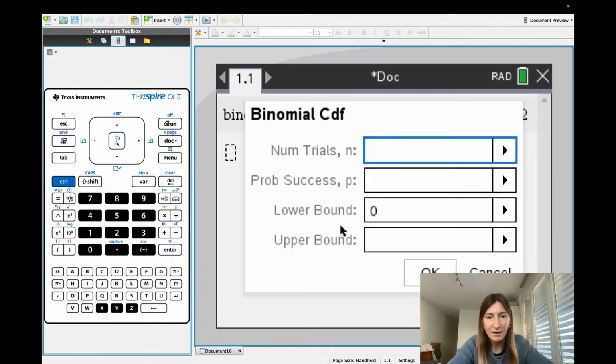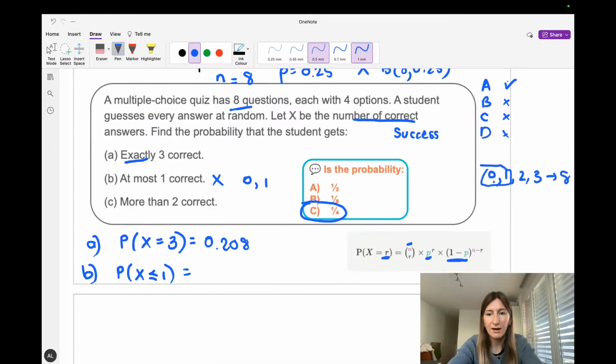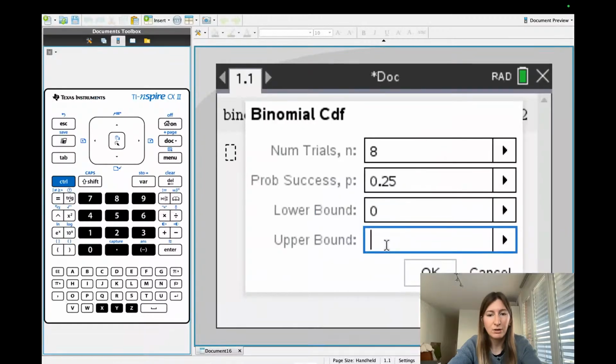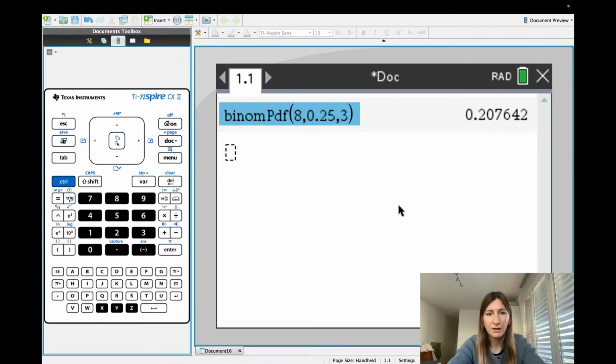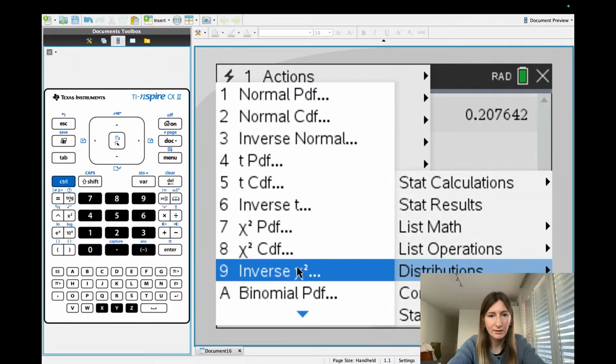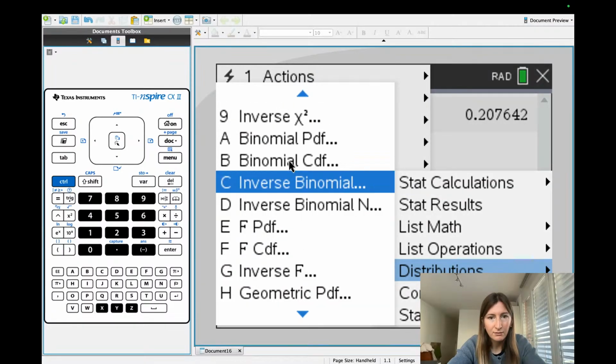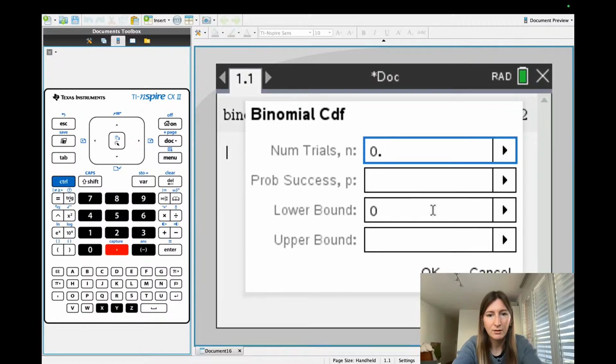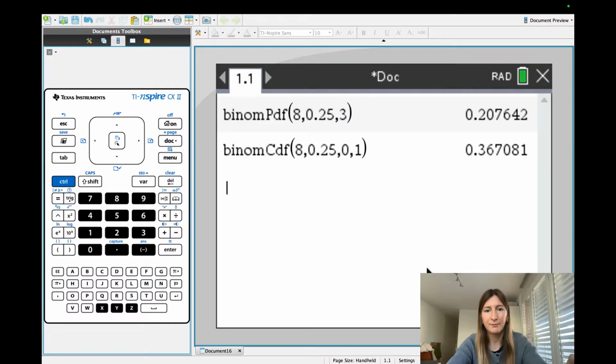So CDF. Number of trials was 8. Probability of success was 0.25. My lower bound, what is the lowest value I have? Well, 0. And my upper bound, I wanted up to the value of 1 and including 1. All right. Oh, where did it go? Did I click cancel? Oh, strange. All right, so we wanted binomial CDF, number of trials was 8, 0.25, lower bound 0, upper bound 1. There we go.